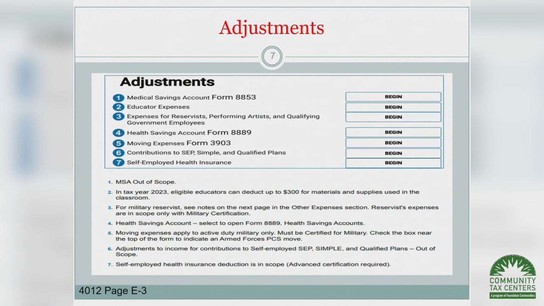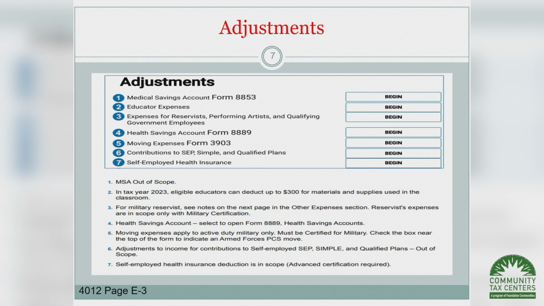Okay, adjustments. These are the common adjustments that you might see. The medical savings account, Form 8853, which is out of scope for us. We would not deal with those. The educator expense, we will talk about that. Number 3 is out of scope for us. We will talk about health savings accounts. Moving expenses, that's out of scope for us, also, as well as 6.